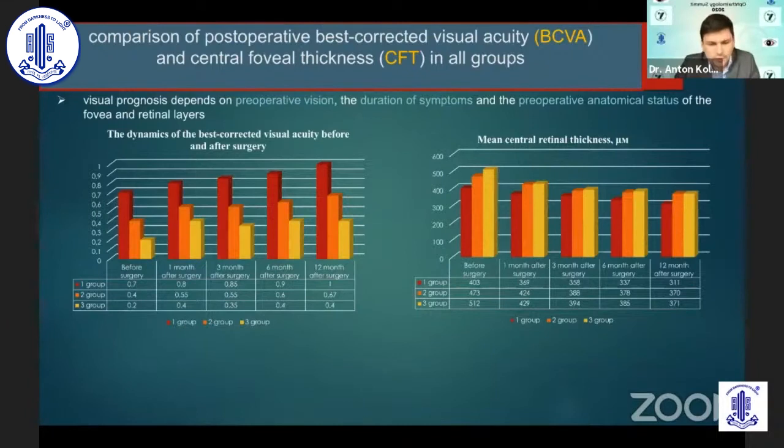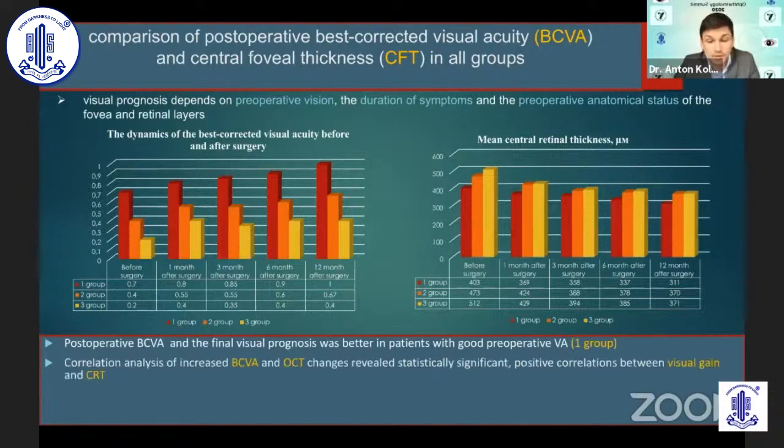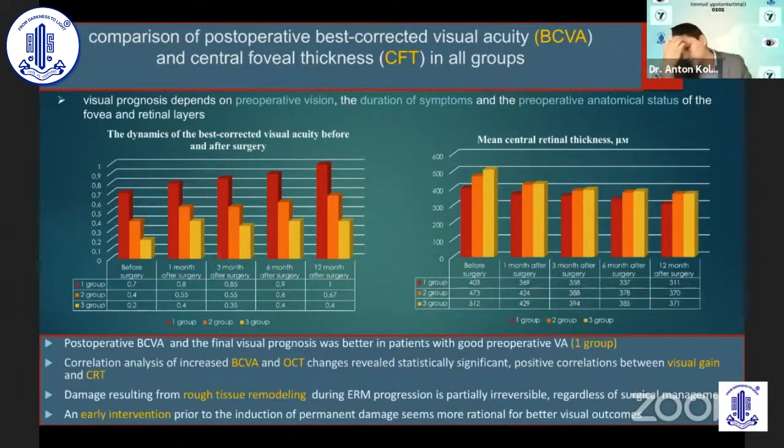Improvement of postoperative best-corrected visual acuity, as well as statistically significant central foveal thickness reduction, was observed in all groups, maximum after 1 year of observation. Postoperative BCVA was significantly better in patients with good preoperative visual acuity. In comparison between the 3 groups, there was a significant improvement in BCVA and central foveal thickness in the first group. These patients have very little macular damage, resulting in good recovery of macular function.